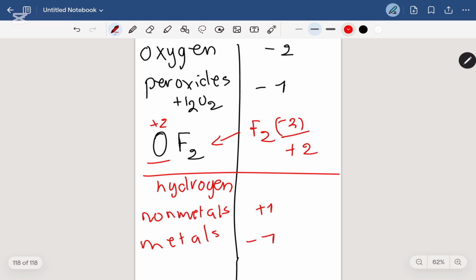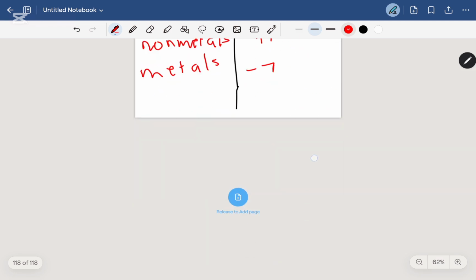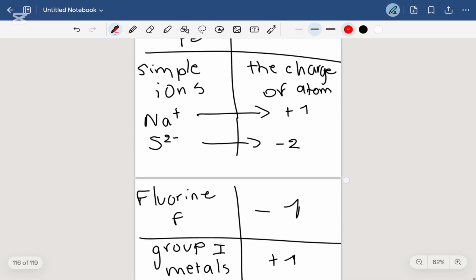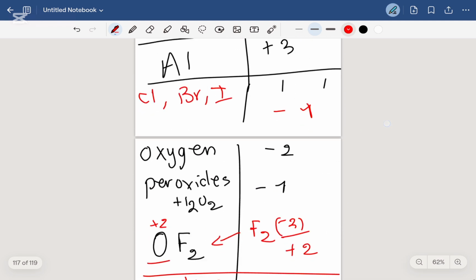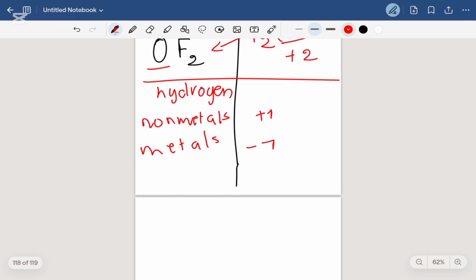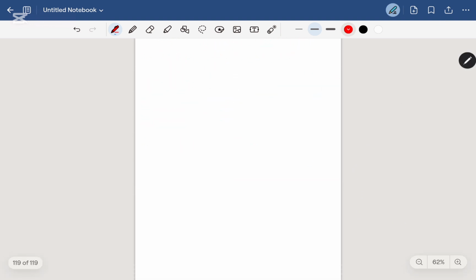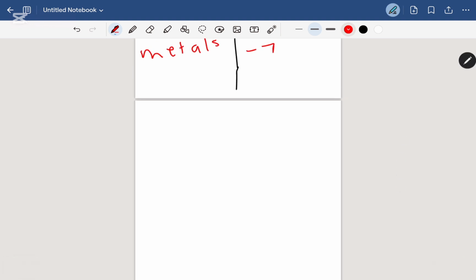So this is the oxidation number table, okay? Hopefully it made it a bit easier. You just need to memorize these, and hopefully it will come easy like this in the exam. So now we move on to something different than oxidation number.